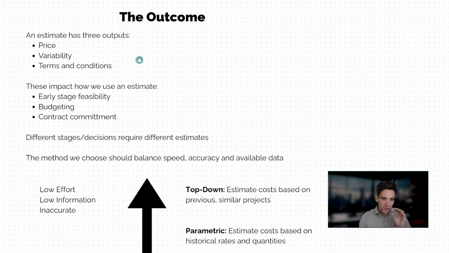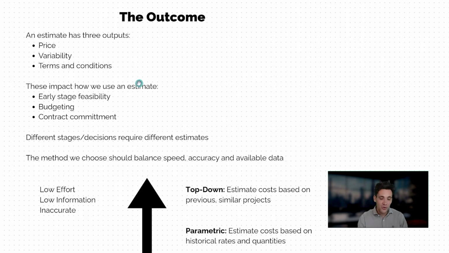An estimate fundamentally has 3 outputs: the price we calculate, the variability or accuracy of the price, which is often referred to as the class of the estimate, and importantly, the thing everybody ignores is the terms and conditions that surround that price. When we say terms and conditions, we mean the scope of works with price, the contract terms, the inclusions, the exclusions, basically the project specifications, what we have been asked to price. This is essential to understand. If you change the terms and conditions, you change the price.